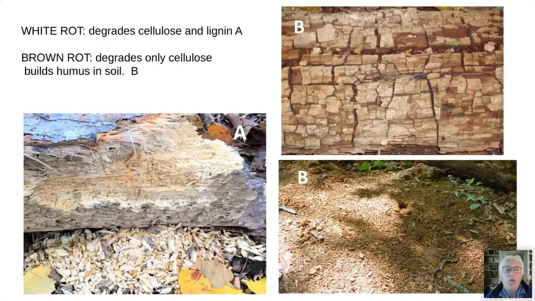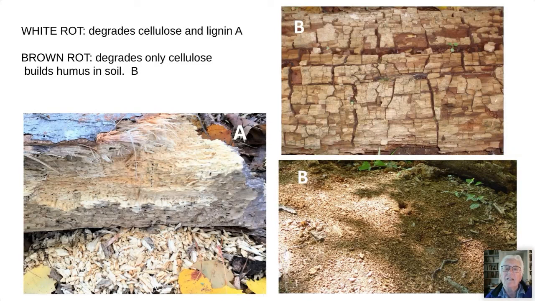So, the two kinds of rot. White rot will degrade cellulose and lignin. This degrades everything: hemicellulose, cellulose, and lignin. And what you're left with is a white kind of mass. It's very soft, very pulpy, and disappears very quickly. This is used by lots of ants and invertebrates, and you'll find it also used by bacteria. They will just dissolve this very quickly. On the other hand, the brown rot are caused by fungi which can digest the cellulose and hemicellulose, but not the lignin.